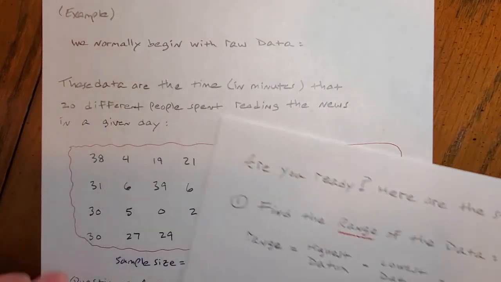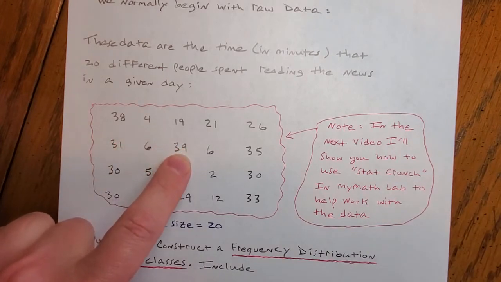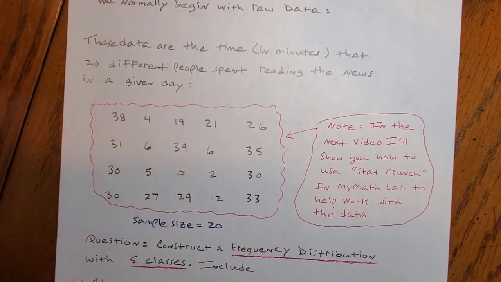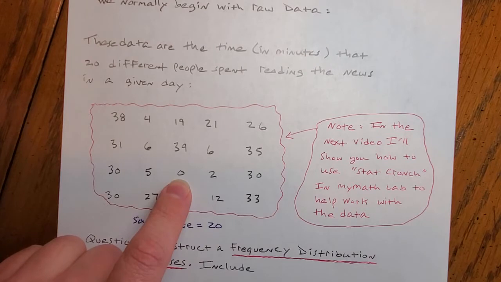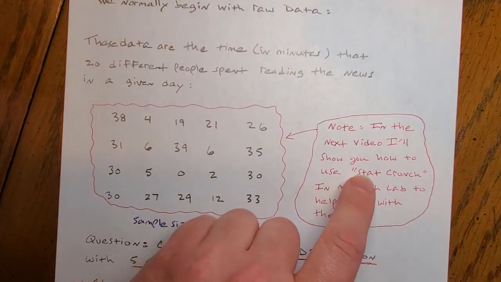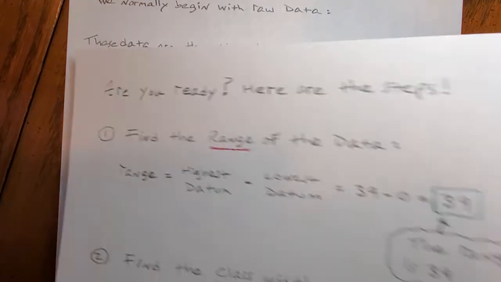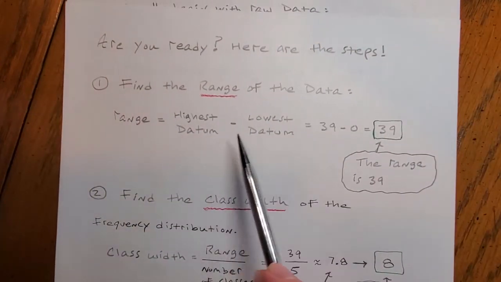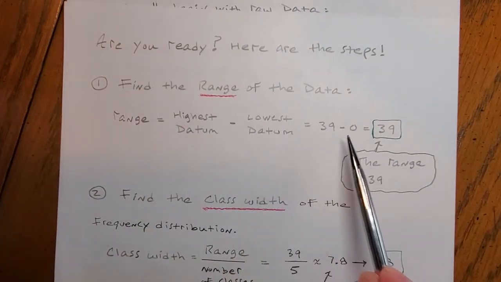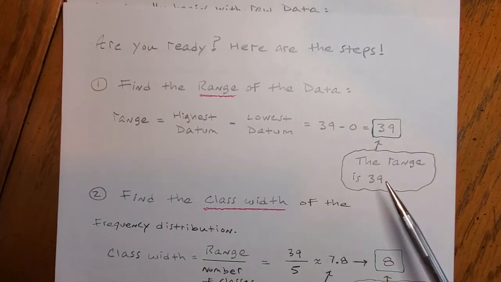Now, if you look through the data, you can figure out that 39 is the largest number and 0 is the smallest. If you use StatCrunch, it'll make it easier to figure that out because you can sort the data from least to greatest. But the point is, we figure out the highest and the lowest numbers. We subtract them and we get 39, and that's the range of the data. From lowest to highest, the range is 39.